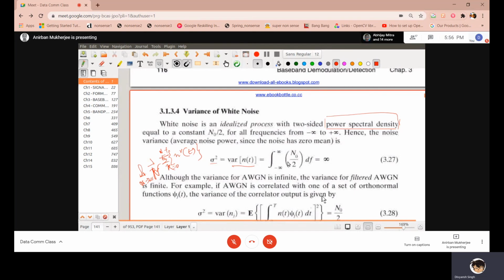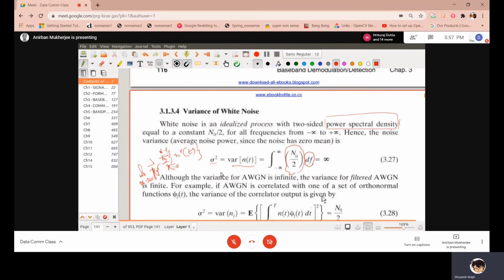Now what I am defining this power as N0 by 2, and this is the frequency line. Okay, so I am just trying to give you the physical thing. That means some power spectral density into frequency. I'll discuss in the next class from another book what is power spectral density and what is energy spectral density. But try to understand, this is some sort of a power spectral density into some frequency. So you will have a power kind of thing.